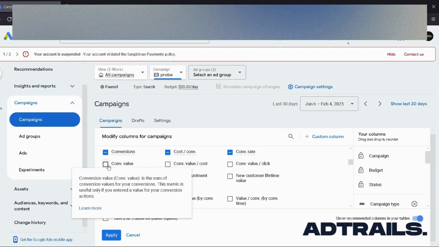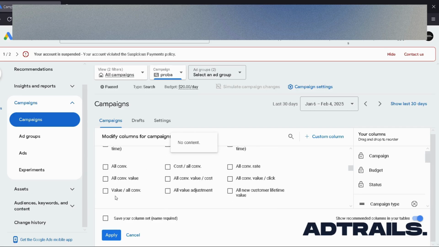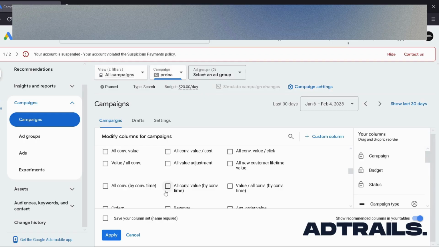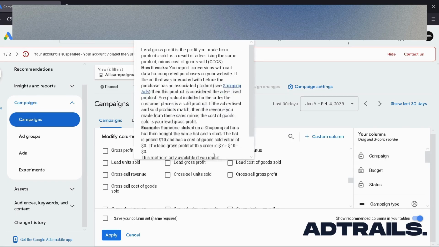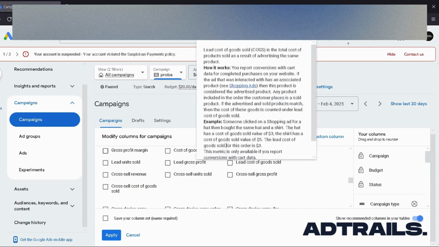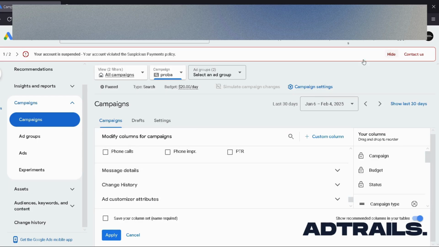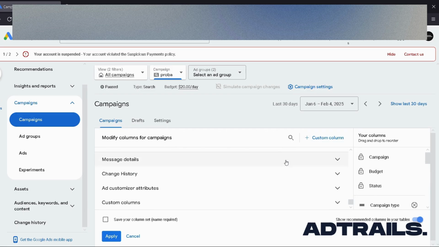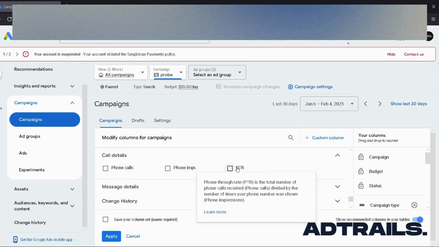Conversion value, you can apply that. New customer lifetime value, things like that. All conversion value. Orders, cross-sell, cost of goods sold. This is good for big businesses here. Cost of goods sold, lead gross profit, etc. Call details. If you run some campaigns that are call based and call driven, maybe you can implement some of these metrics in your columns: phone calls, phone impressions, and PTR.